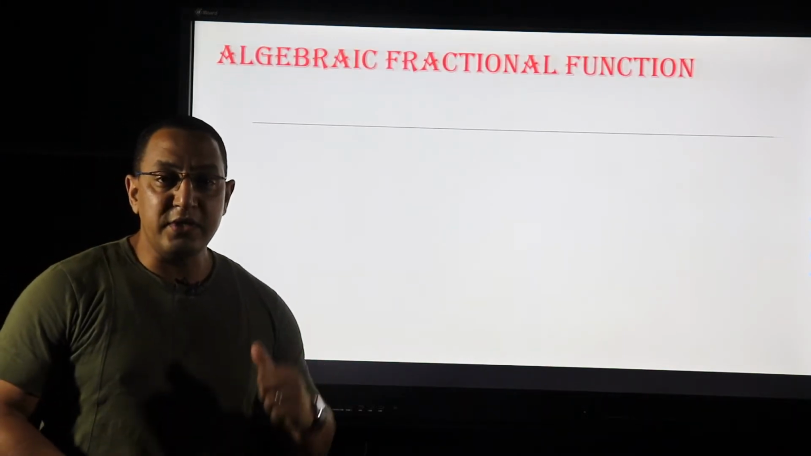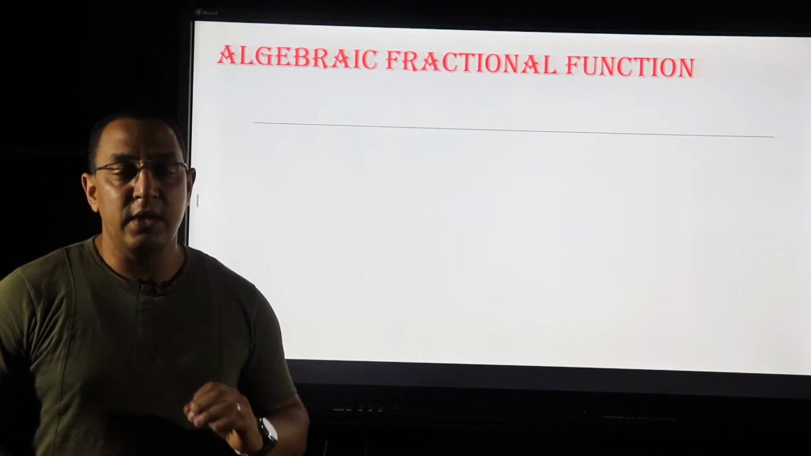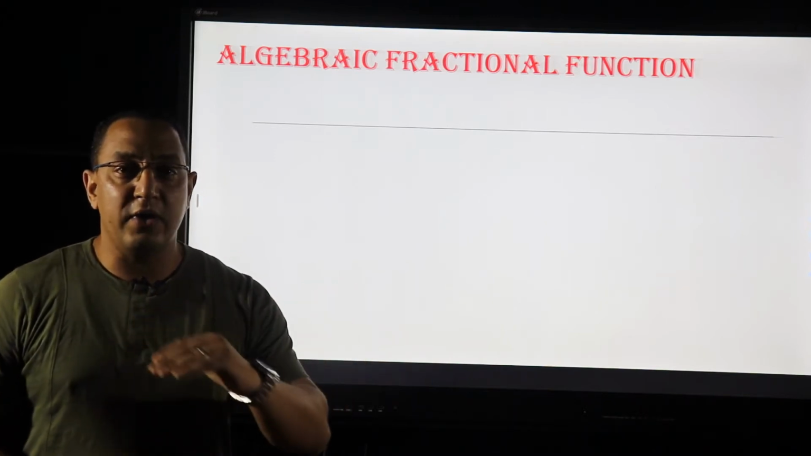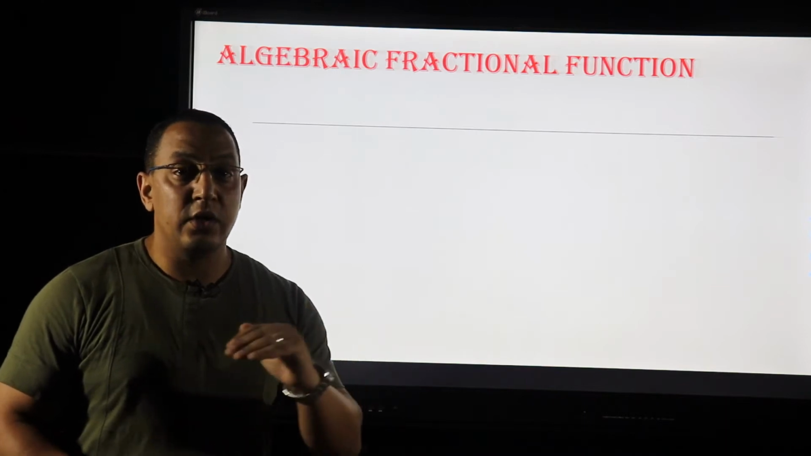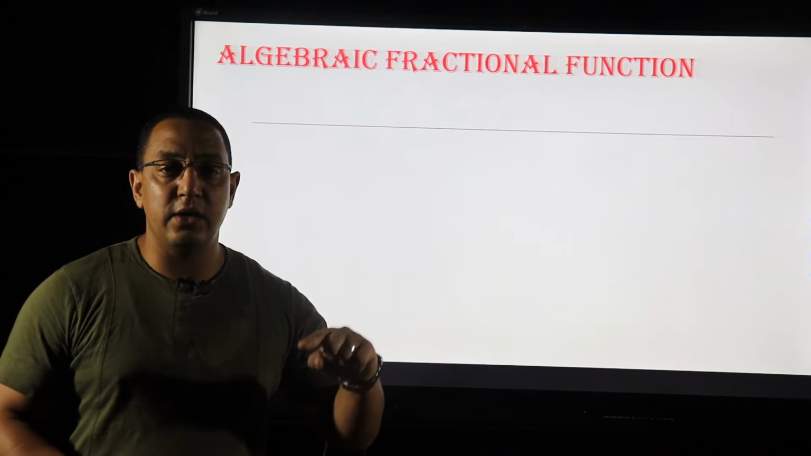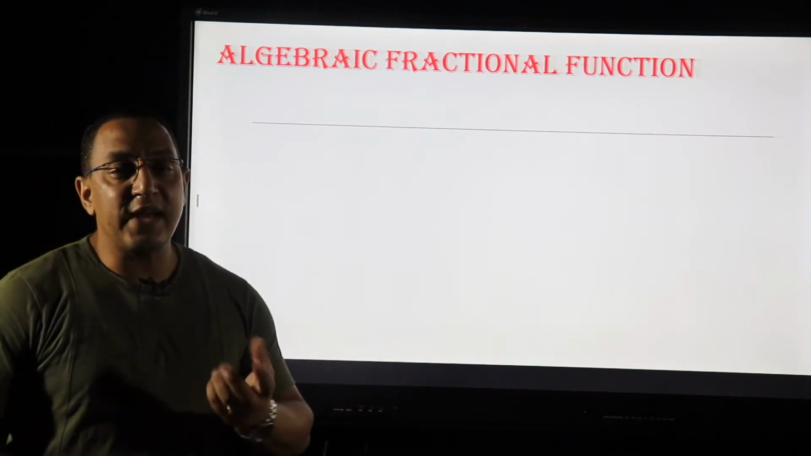In the first term we have studied the polynomial function, and we said that the polynomial function is a function written in terms of x, in which the denominator doesn't include x and doesn't include the root of x. So what is the fractional function?